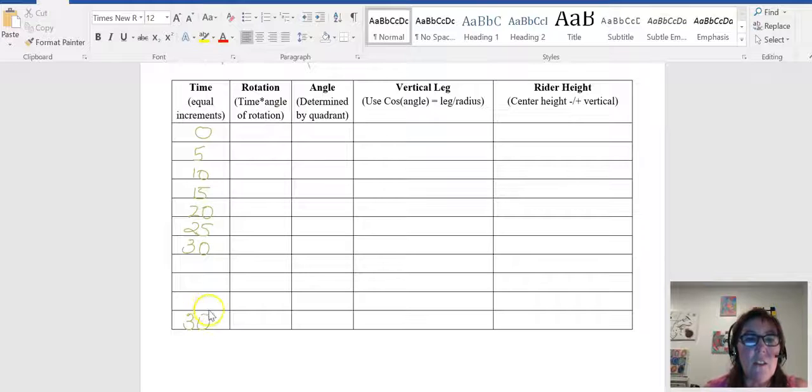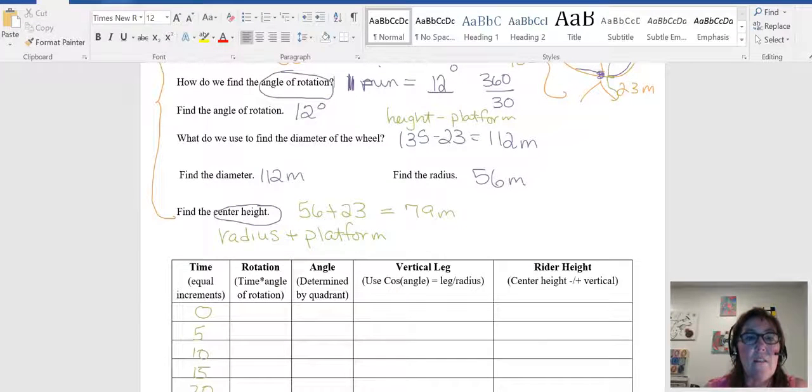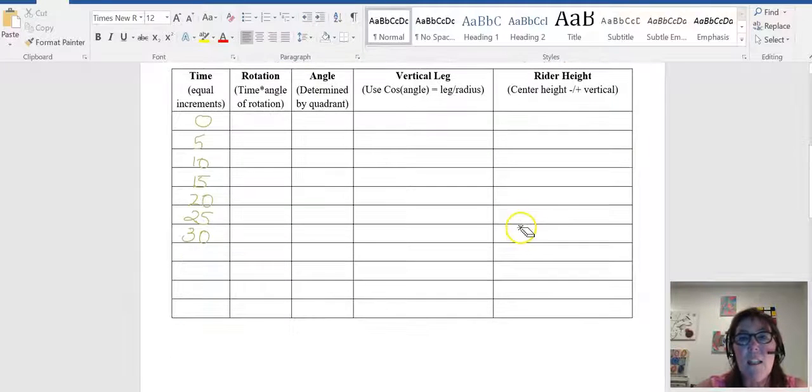I would like to see you use at least 6 or 7 increments. I can tell you the more increments you have, the better. And in the Excel sheet, you're going to use every minute: 1 minute, 2 minutes, 3 minutes, 4 minutes, 5 minutes, 6 minutes, etc., all the way to 30 minutes, or whatever the trip time of your Ferris wheel is.